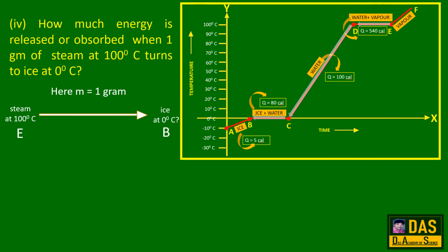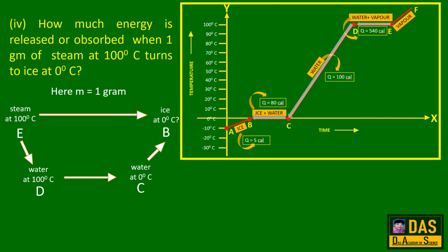E to B means conversion should be from E to D, that is water at 100 degrees Celsius, and D to C, that is water at 0 degrees Celsius, and C to B, that is ice at 0 degrees Celsius.